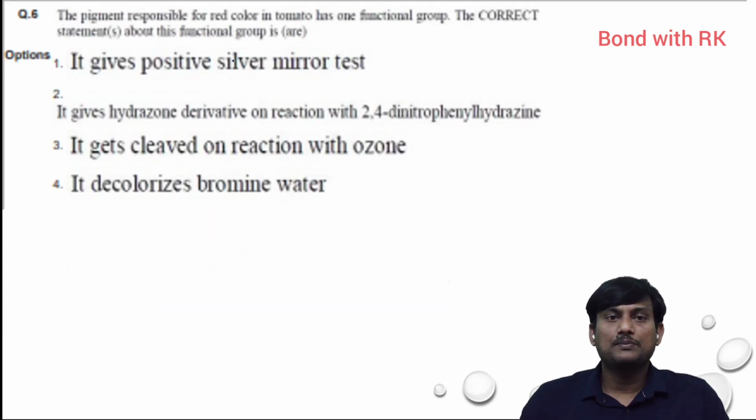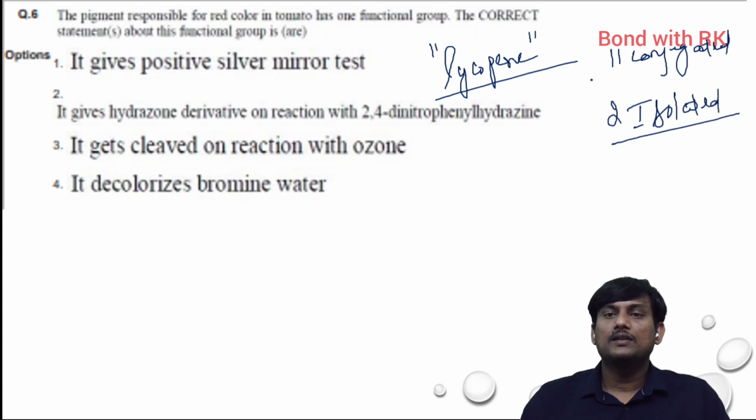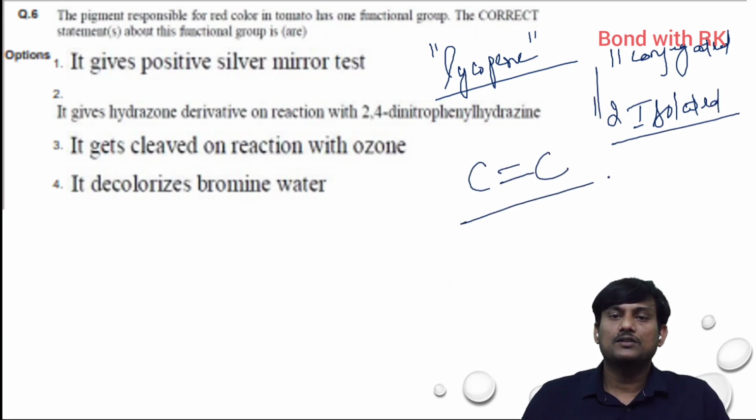The pigment responsible for red color in tomato has one functional group. The correct statements about the functional group are: Lycopene, this is a pigment which is present in the tomato. This lycopene molecule has 11 conjugated double bonds and two isolated double bonds. In this molecule, you have only the C double bond C functional group. No other functional group is present in lycopene.